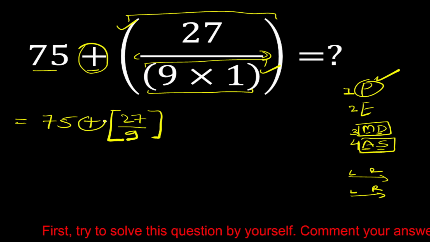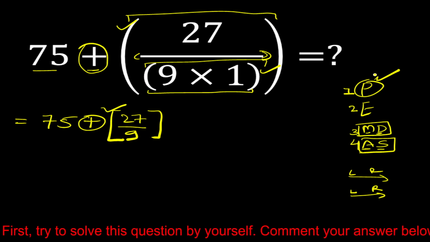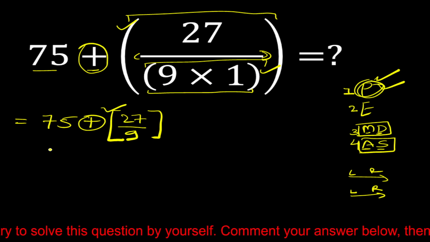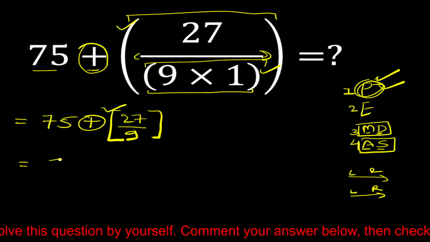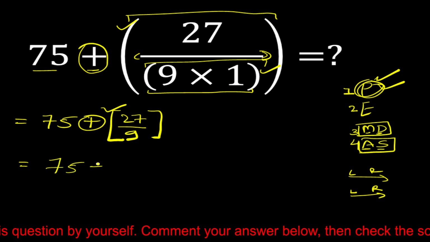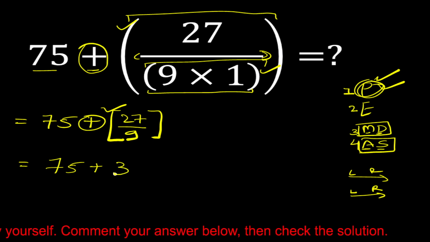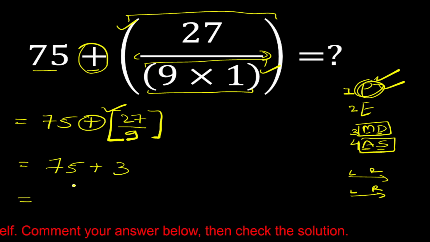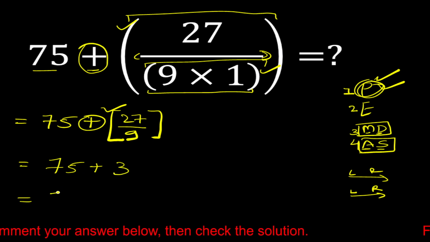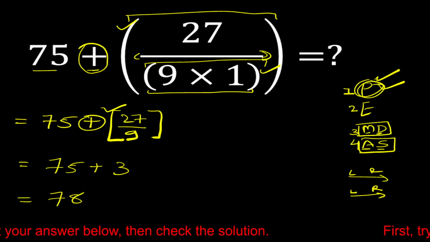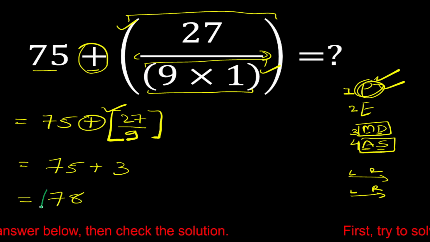Okay, now here is one addition and here is one parenthesis. So first priority is parenthesis. So it is equal to 75 plus, now 27 divided by 9 is equal to 3. Okay. So now 75 plus 3 is equal to 78. So the correct answer is 78.